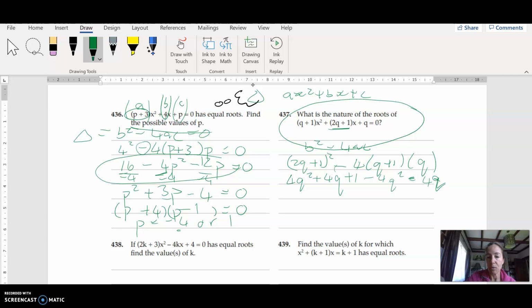Let's just tidy up my terms. 4q squared minus 4q squared is actually going to give me a little 0. And 4q minus 4q is going to also give me 0. B squared minus 4ac thus equals 0. What is the nature of my roots? Hopefully in your heads, when I went quiet for a few minutes, we can tell that we have one pair of equal roots. Repeated or equal roots. Okay.